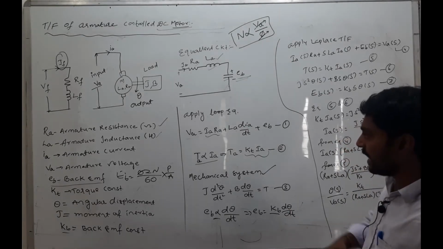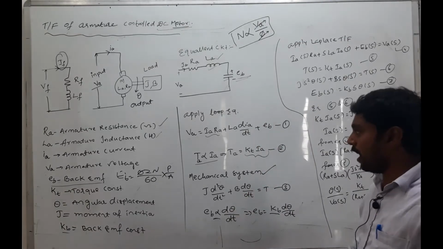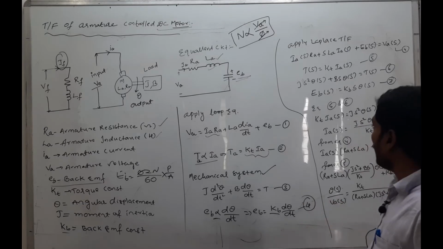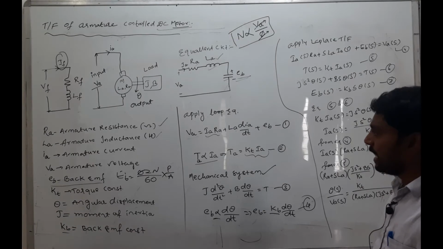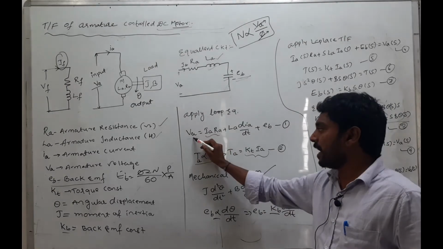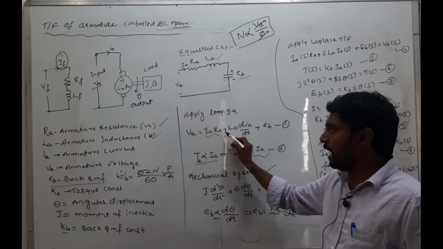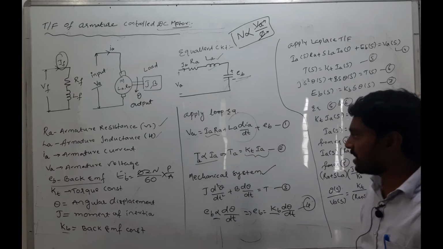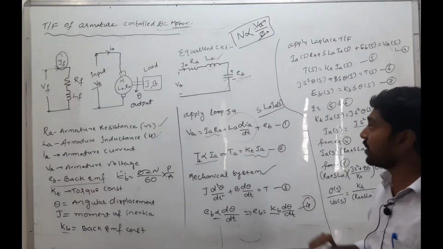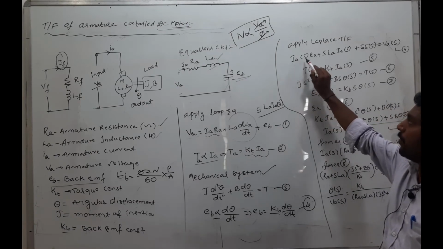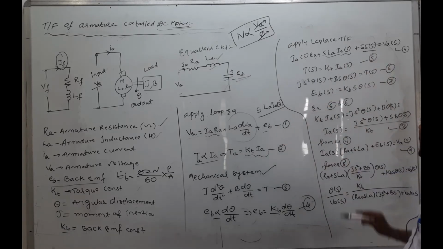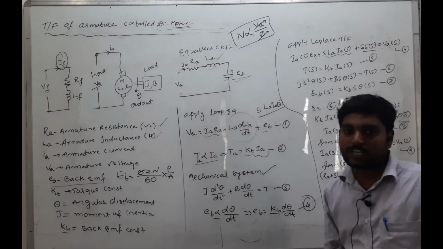Okay? Already we know the electrical equations as well as the mechanical quantity equations. By using these 4 equations, we apply the Laplace transform, starting with the first equation. Here VA, in terms of s, is converted to S. VA of S equals IA of S into RA plus S into LA IA of S, since it is a first order differential equation. Applying the Laplace transform, we get IA of S into RA plus S into LA IA of S plus the back EMF EB of S equal to VA of S. This is equation number 1.